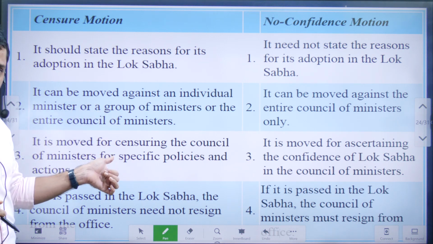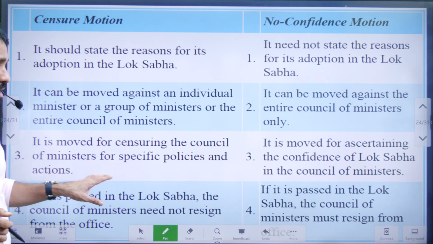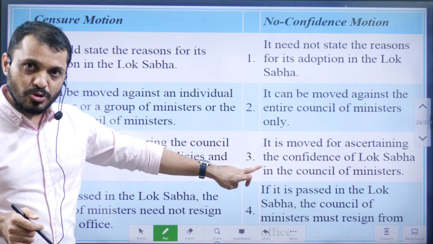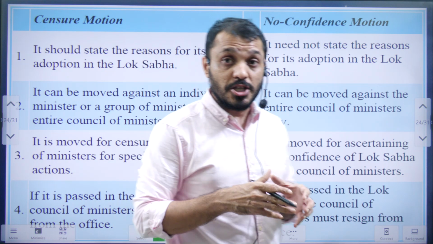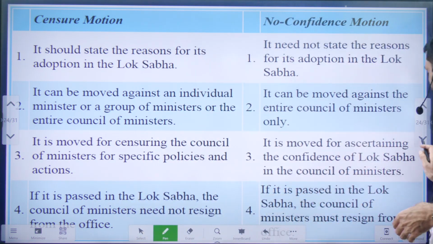If the censure motion is passed, the government need not resign. Whereas if the no confidence motion is passed, then the government will resign. That is the basic difference between the censure motion and no confidence motion.